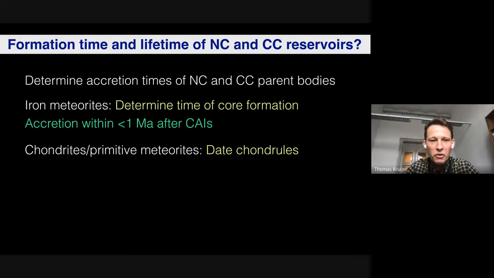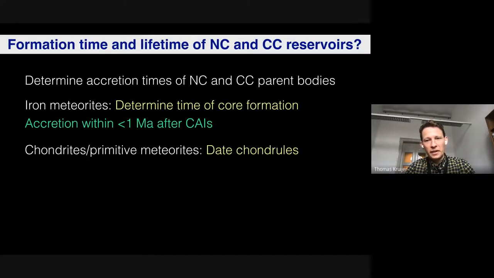And what we instead do is we date the most prevalent components in these primitive meteorites. And these are known as chondrules. And these are basically small spherules, melt droplets within these meteorites. They're rounded objects. And the advantage is that they can be dated relatively well using different chronometers.